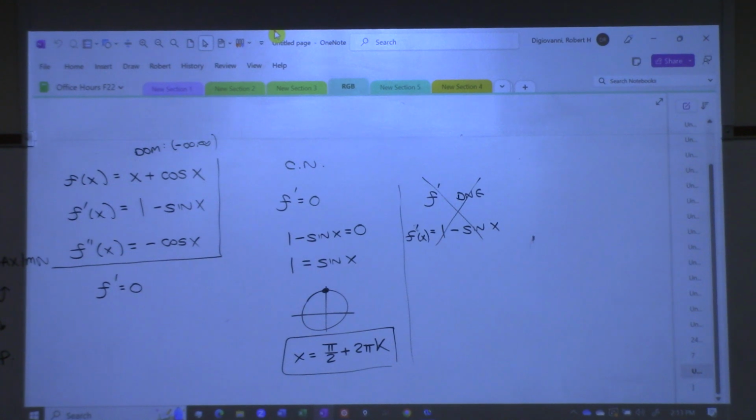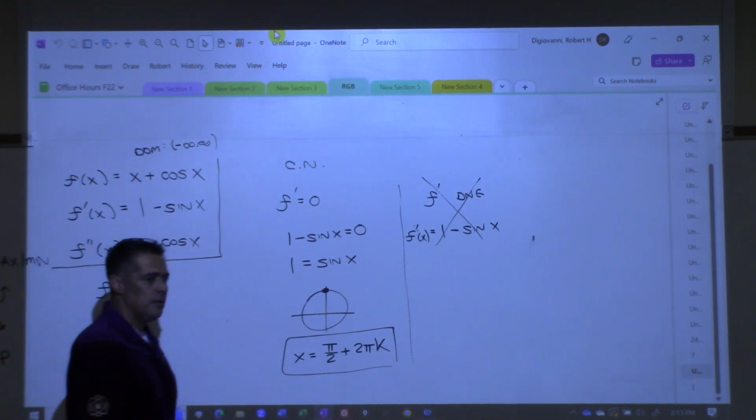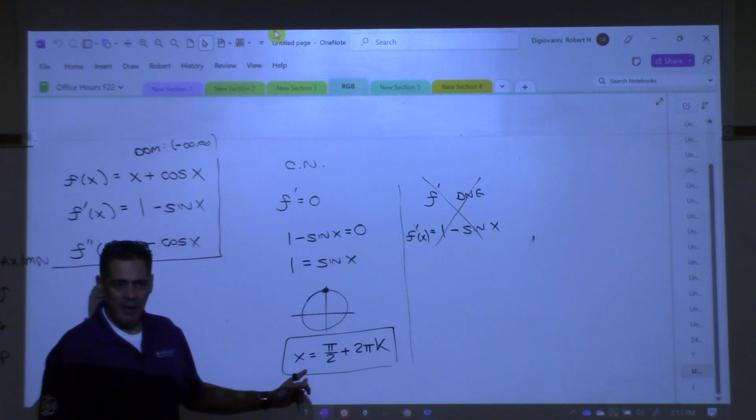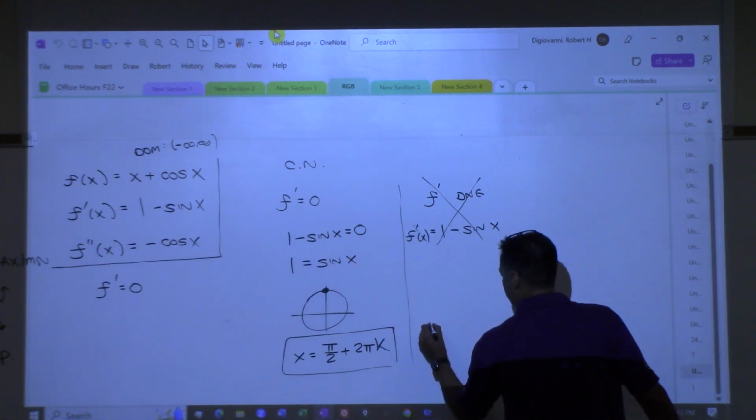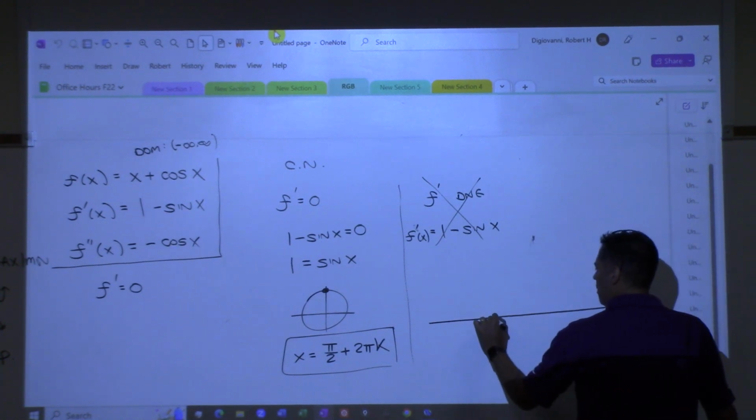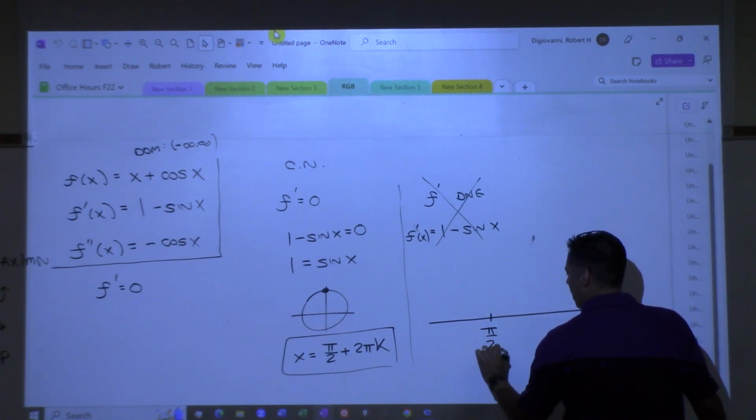All right, now what? Now you draw a number line. And that means you're going to have to put your critical numbers. How many critical numbers do we have? Infinite. Infinitely many of them. How are we going to do this? Well, we can do pi over 2, right? That's one of them for sure.